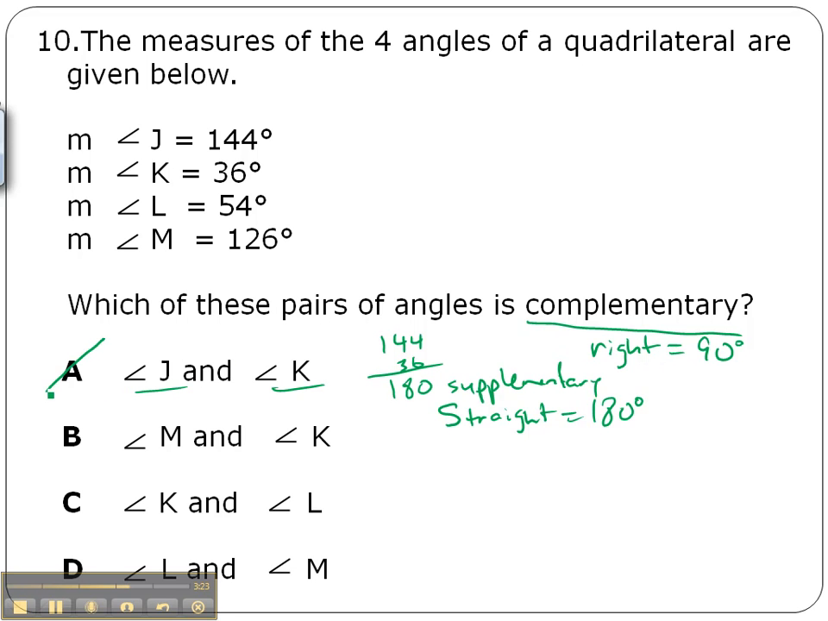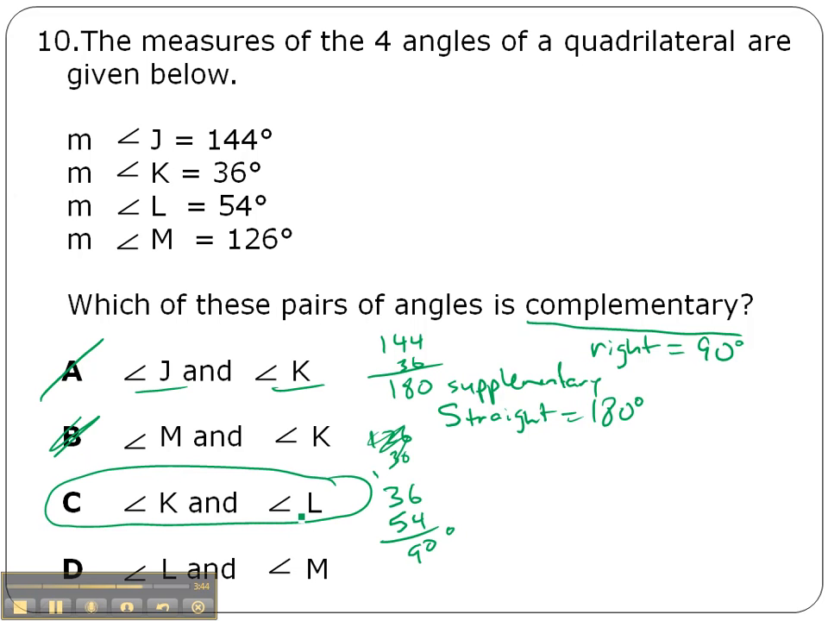Okay, so not A. M and K. M is 126, K is 36. Those aren't going to add up to 90, so that's not right. K and L. 36 plus 54, 90 degrees. There are the complementary angles, K and L. Let's check this one just to make sure. L and M, 54 plus 126. There's another pair of supplementary angles.